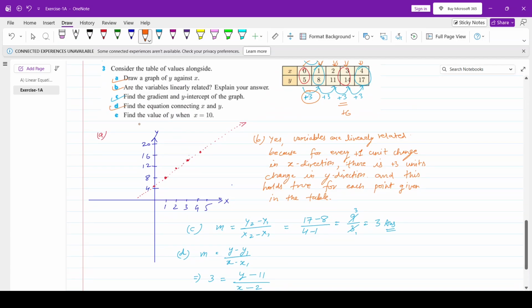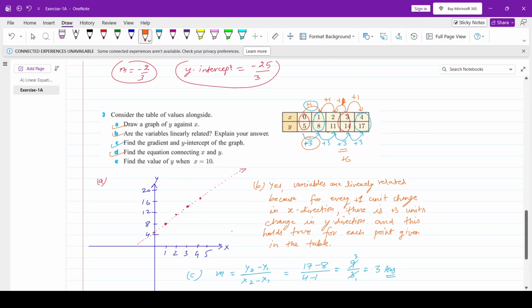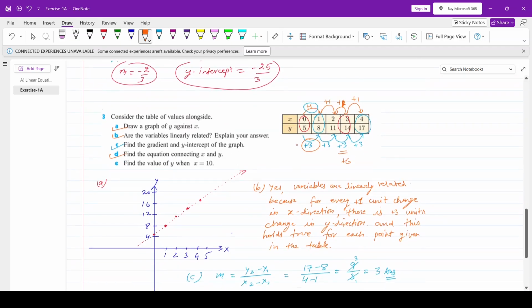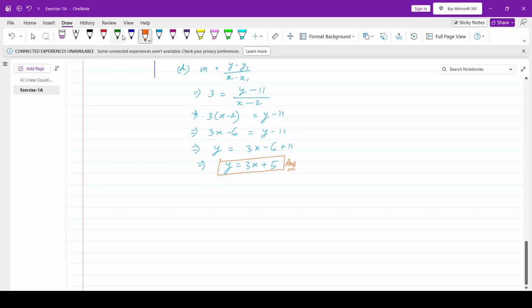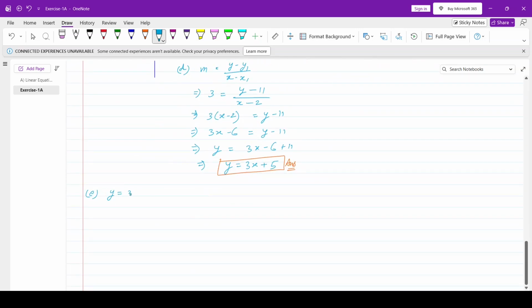Find the value of y when x is equal to 10. Now, had this x is equal to 10 been given in this table, we would have taken the corresponding y value of that x, and given the answer. But as we can see, we do not have 10 in this table for x. So we need to calculate it using this equation. We have just found out the equation. So this is our equation. When we put the value of x is equal to 10, we get the value 30 plus 5, which is 35. And this is our answer.